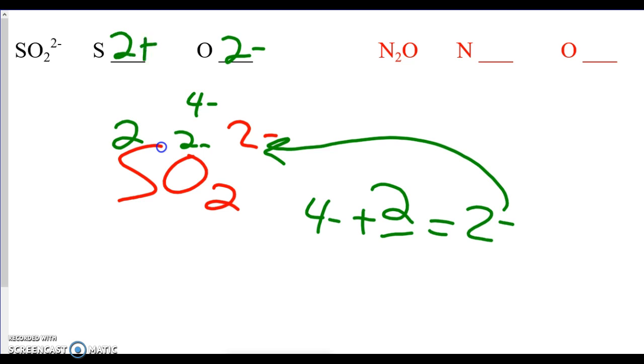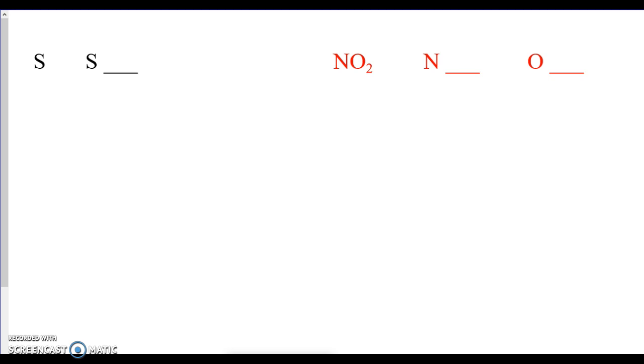We go over to the other problem. We have a 2 negative for oxygen. There's no overall charge on N2O, so the whole thing's got to add up to 0, so each nitrogen must be a 1 positive. Again, try the problem to make sure that you know what you're doing. Pause it, then watch me.